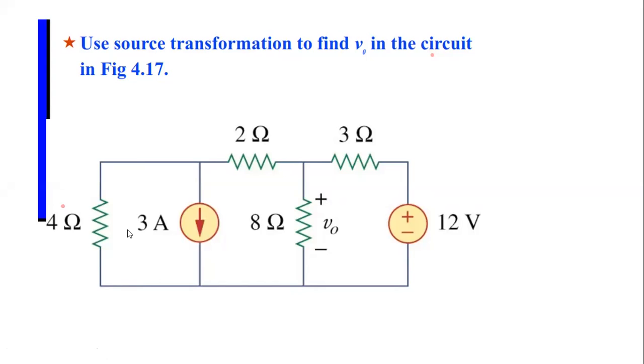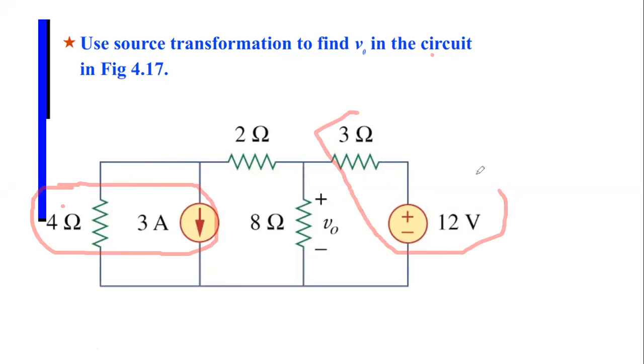Now in this case, in the question given, you can see 4 ohm resistance is connected in parallel with a 3 ampere current source, and the 3 ohm resistance is connected in series with a 12 volt voltage source.